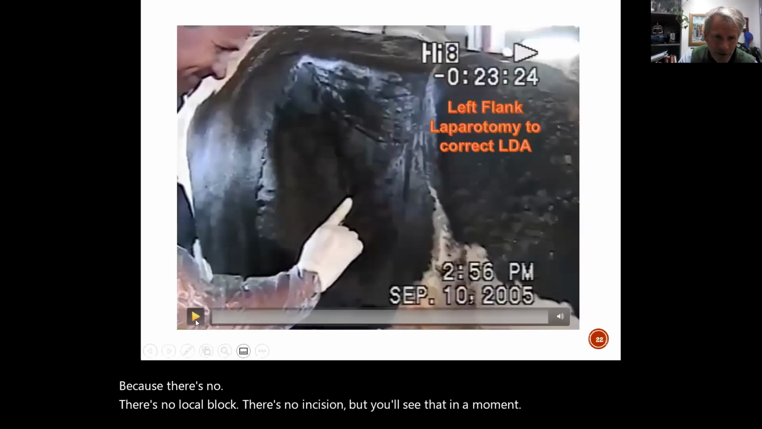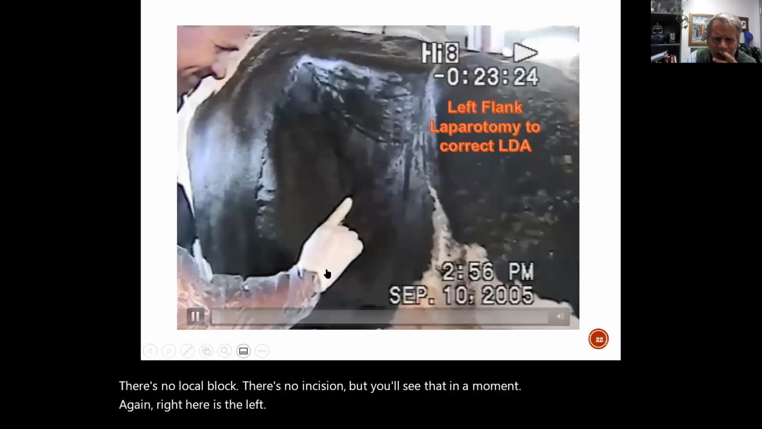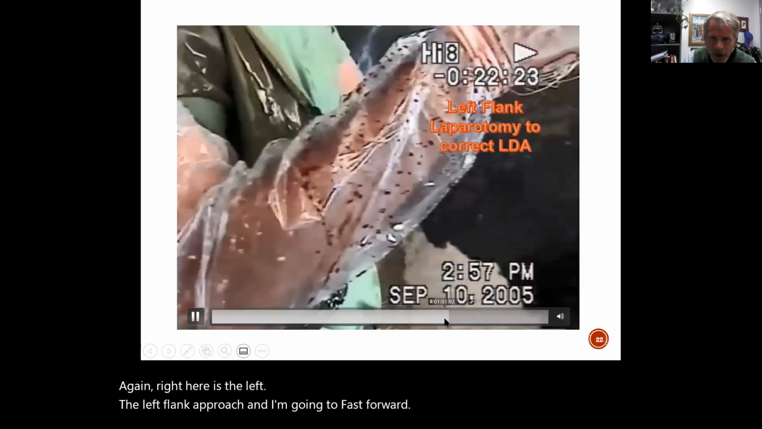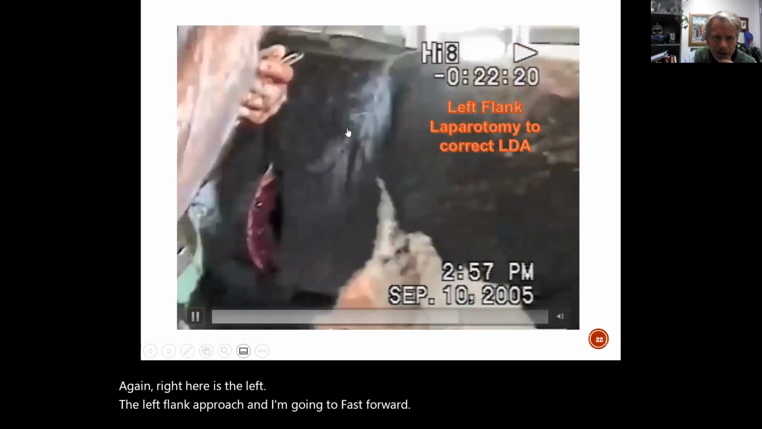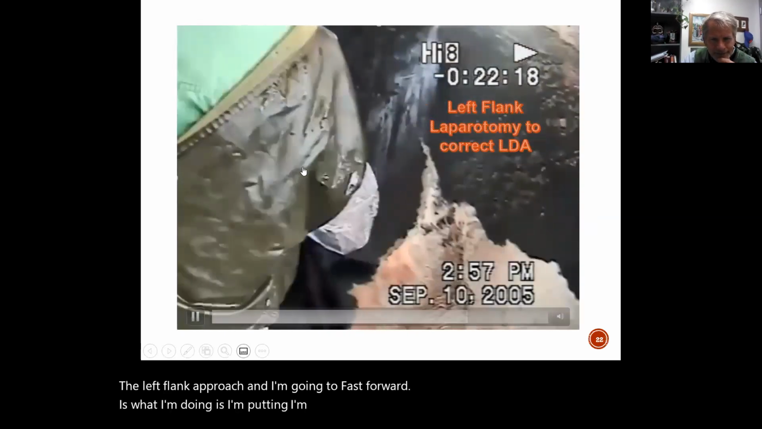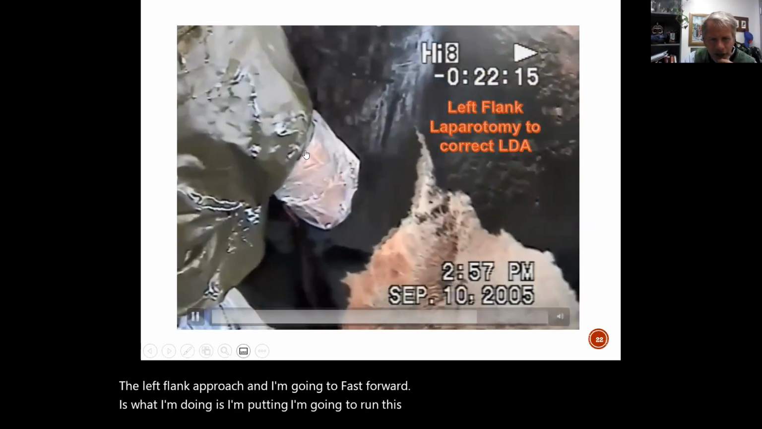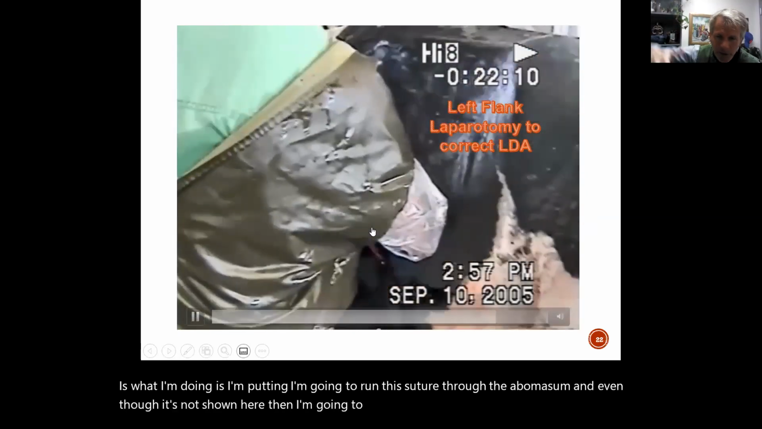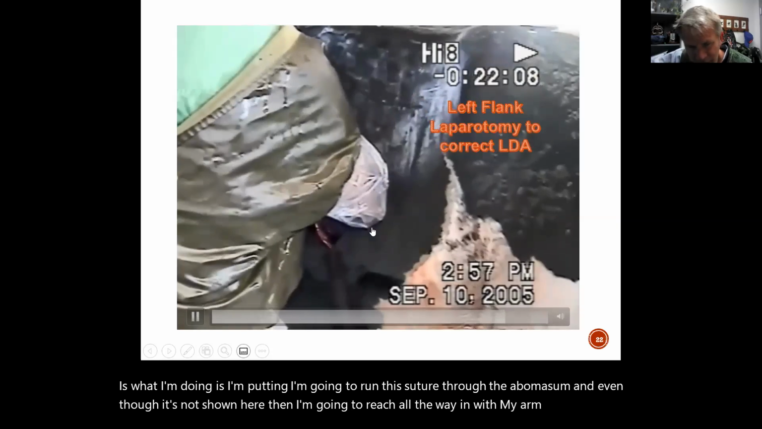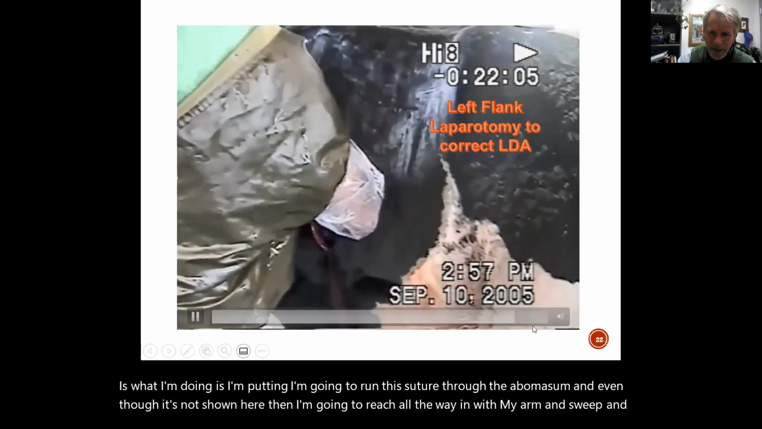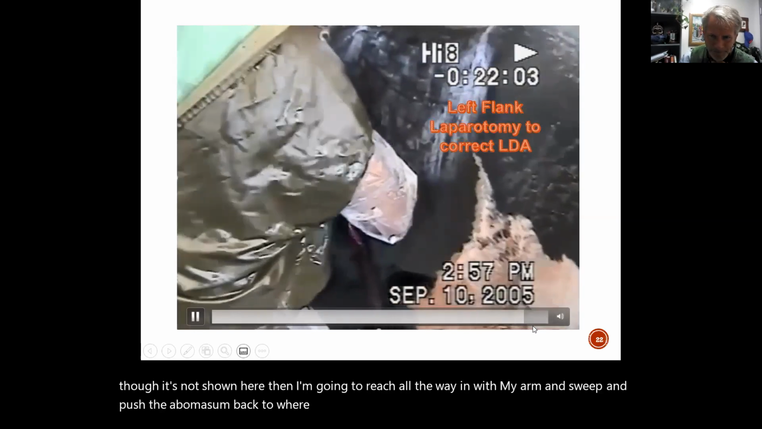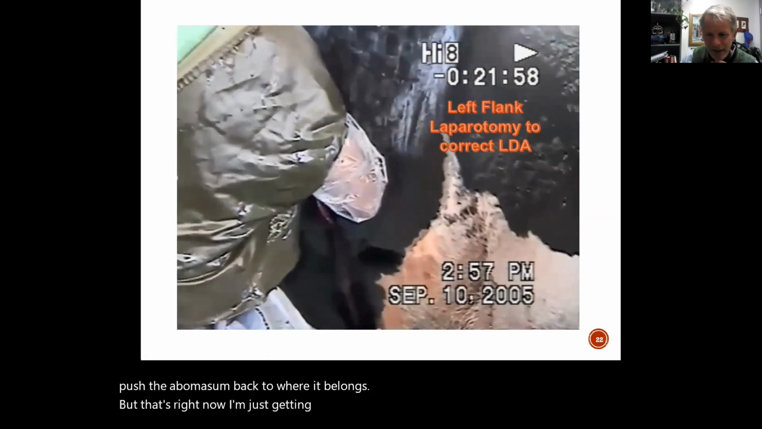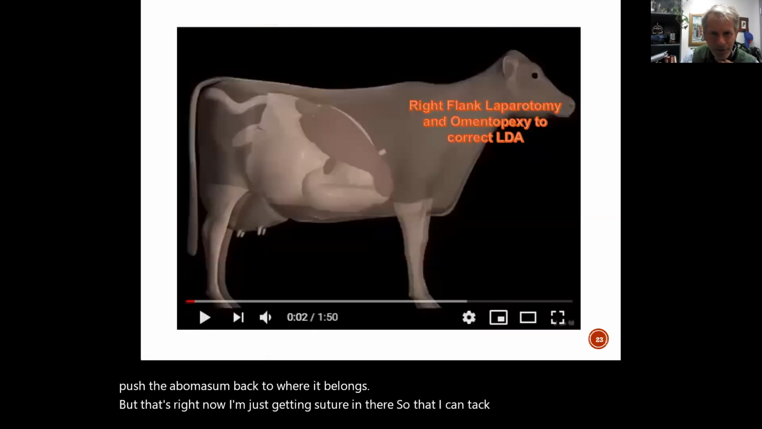Again, right here's the left flank approach, and I'm going to fast forward because what I'm doing is I'm going to run this suture through the abomasum, and even though it's not shown here, then I'm going to reach all the way in with my arm and sweep and push the abomasum back to where it belongs. But right now I'm just getting suture in there so that I can tack her abomasum down.